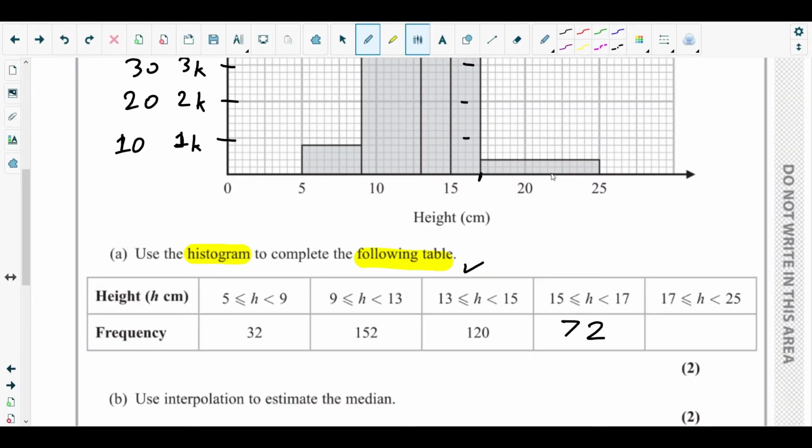Done. Next is for this class from 17 to 25. The class width is basically 8. So 8 times how much? 4. So this is 32. I'm finding the area using the scaling on the y-axis. Done. This is part A.